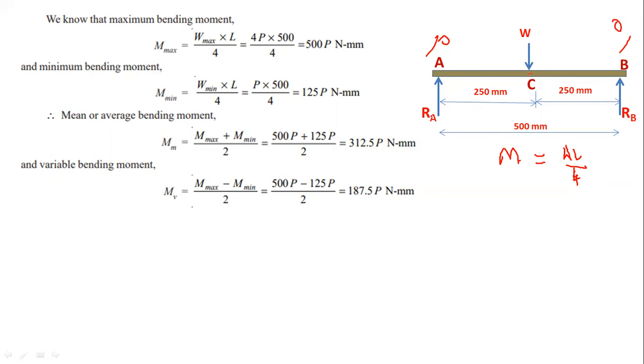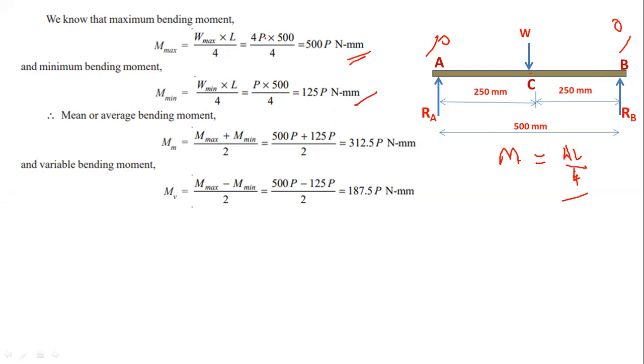So bending moment at C equals reaction force into length between support and center point. That means RA into L by 2, where RA equals W by 2. Therefore, bending moment at point C equals WL by 4. So to determine the maximum bending moment, you have to substitute the value of maximum load. For determining the minimum bending moment, you have to substitute the value of minimum load. So from the formula, maximum bending moment equals W maximum into L by 4.